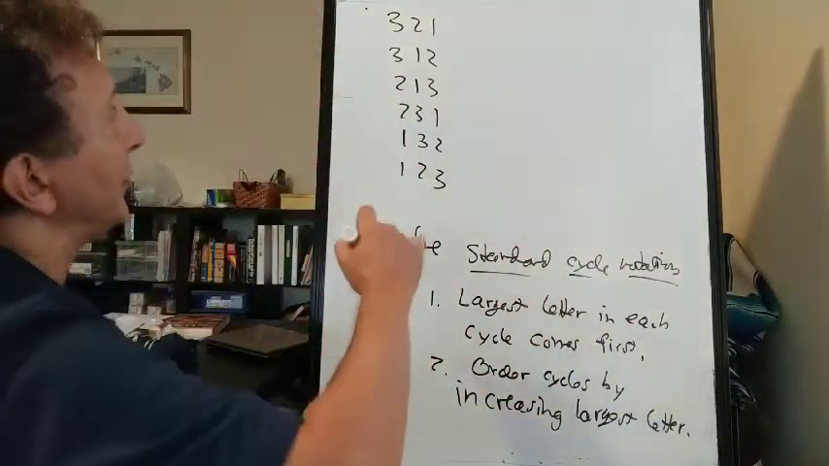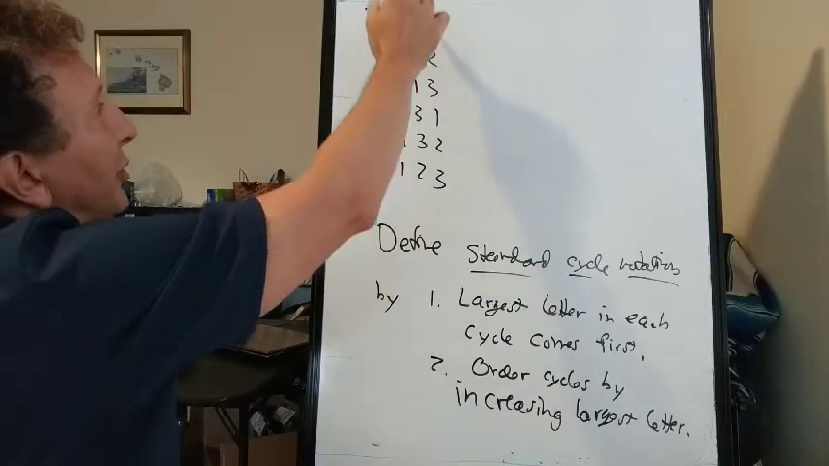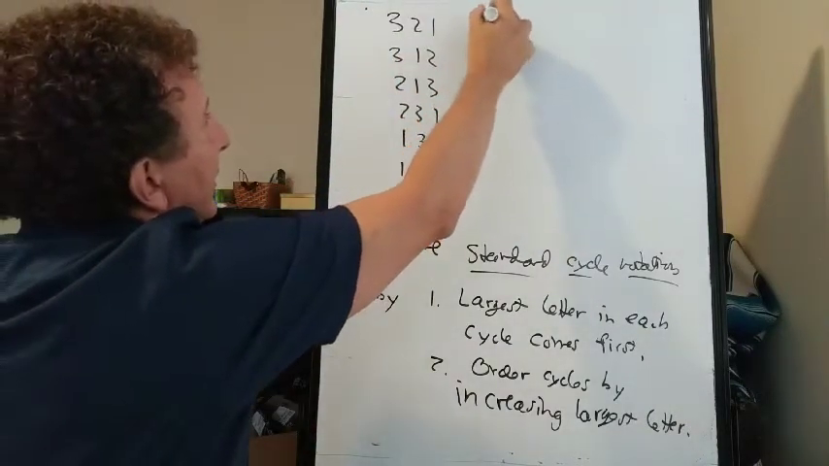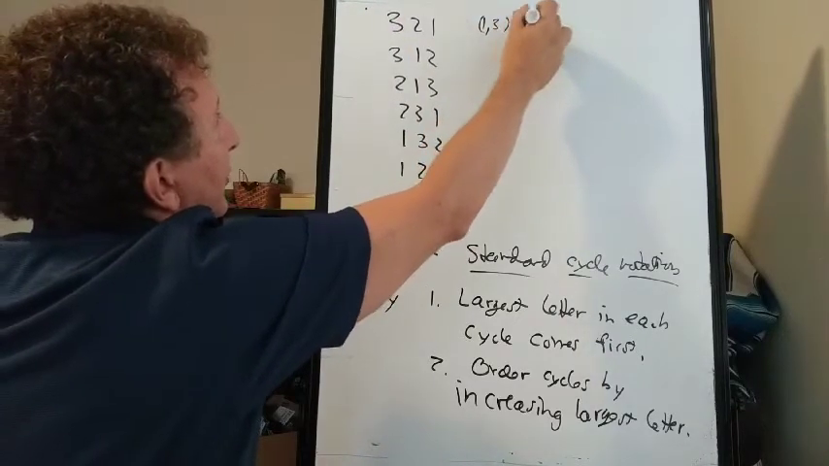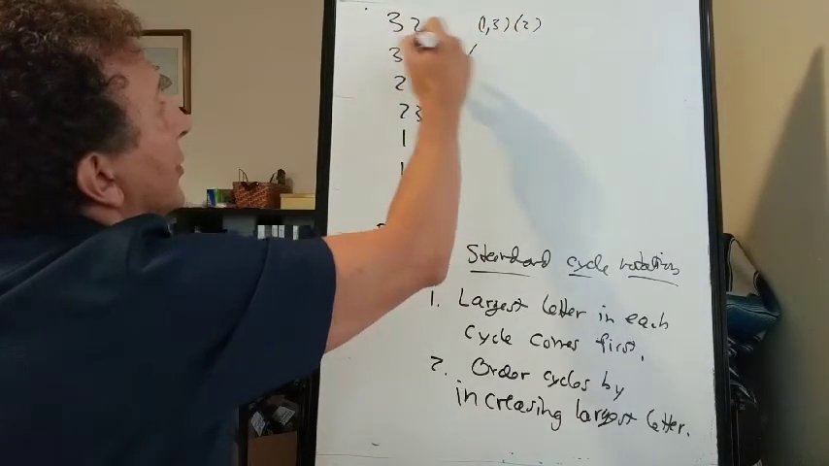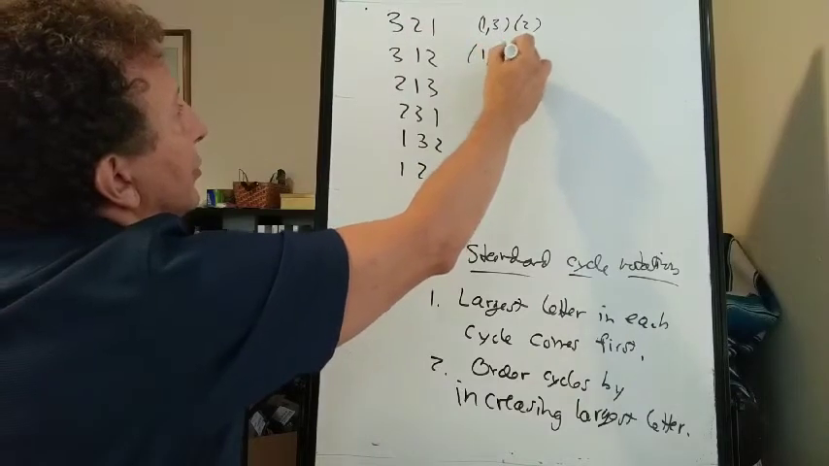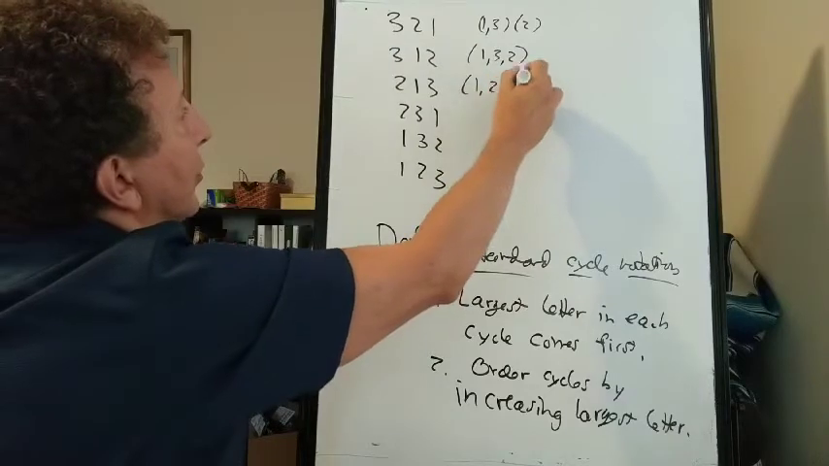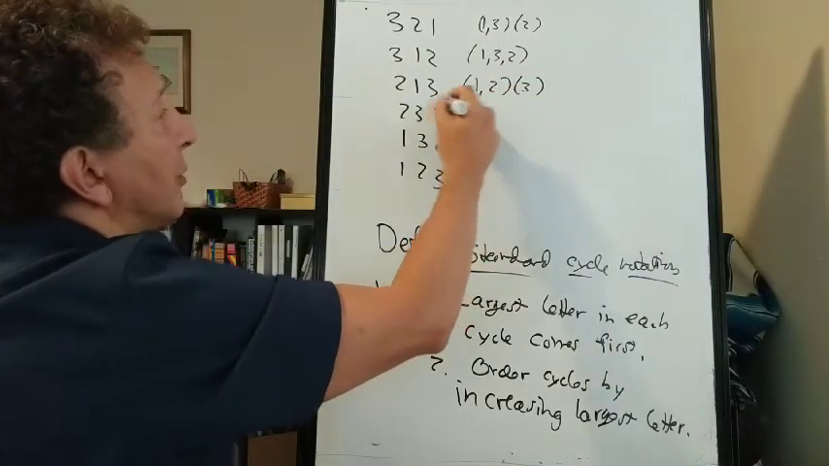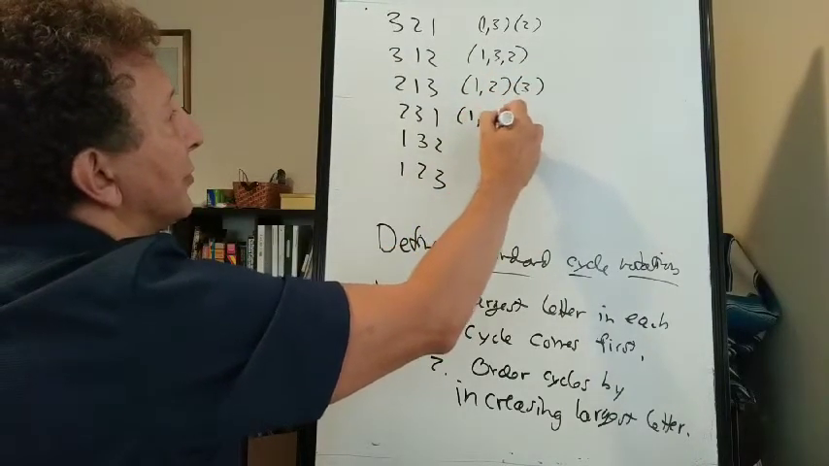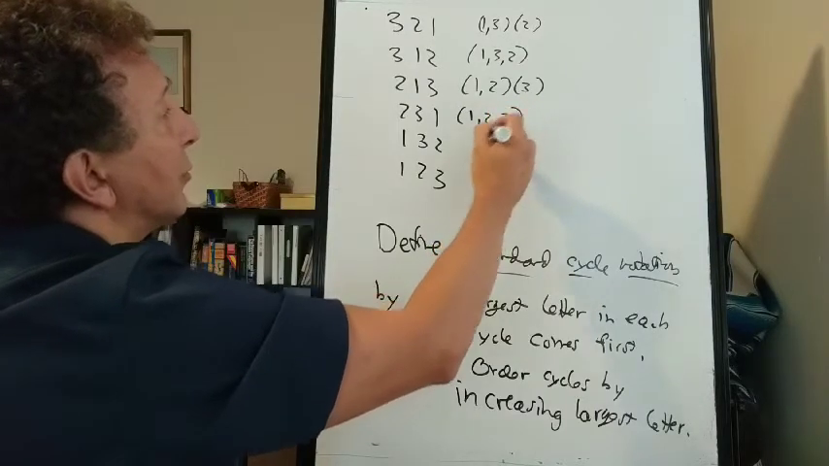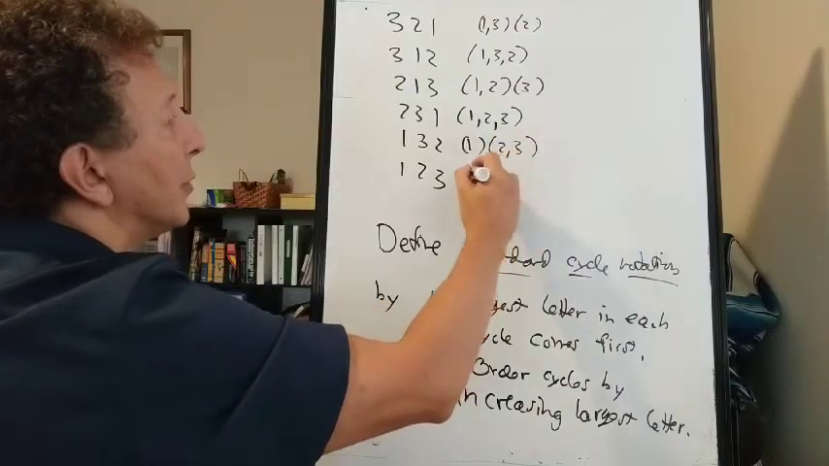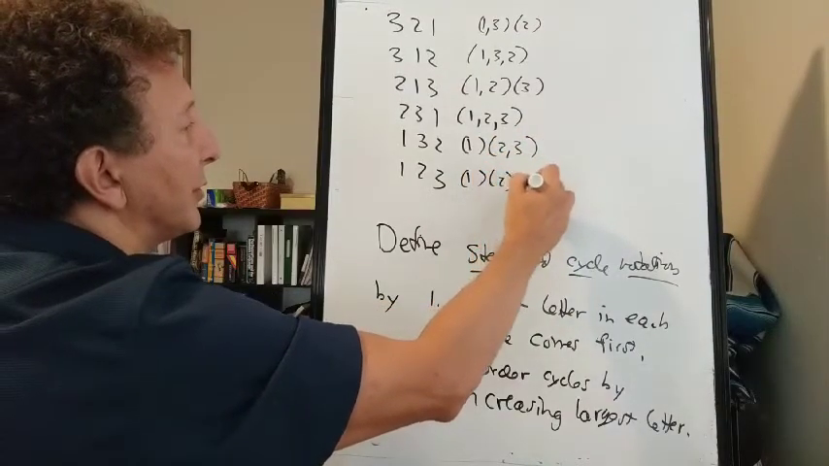Alright, if these are the one-line notations, we've got 1 goes to 3, 3 goes to 2, 2 goes to 1. 1 goes to 2, 2 goes to 1, 3 goes to itself. 1 goes to 2, 2 goes to 3, 3 goes to 1. And 1 goes to 1, 2 goes to 2, 3 goes to 3.